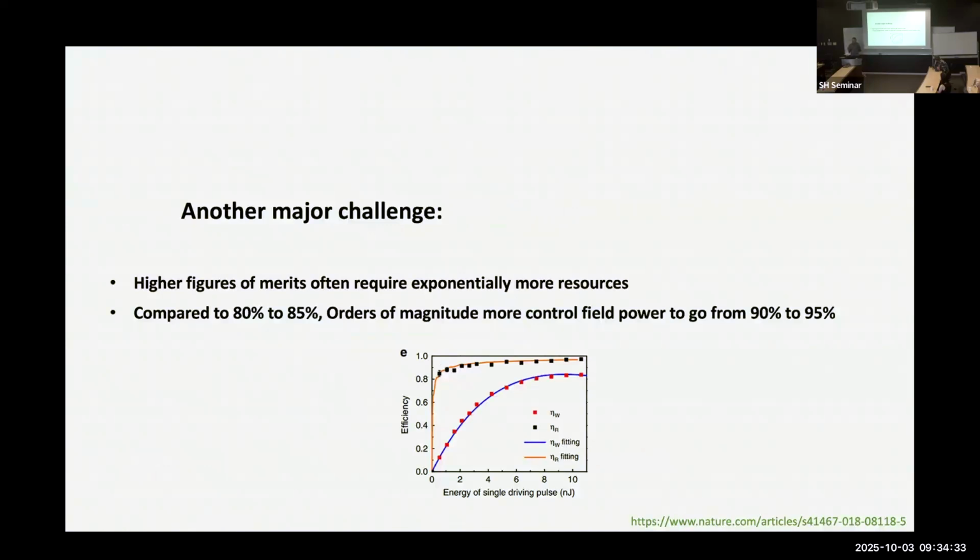Also, even for a single figure of merit, like trying to improve the efficiency, a lot of these memories require exponentially more resources. So for instance, for the Raman memory, increasing the efficiency from 80 to 85% is much easier than going from 90 to 95%. So you need exponentially more resources to get all the way up to these large numbers.